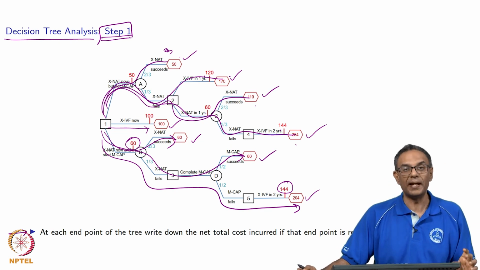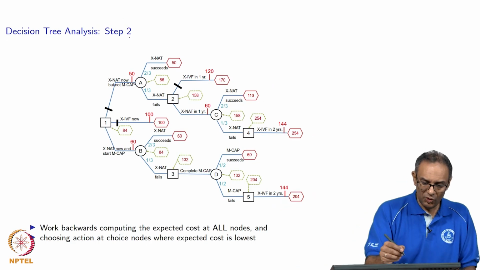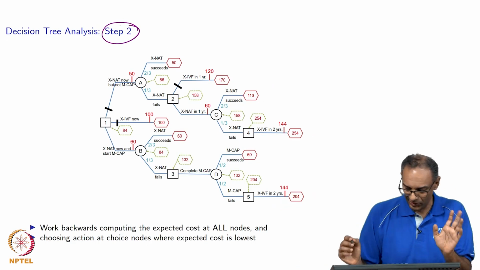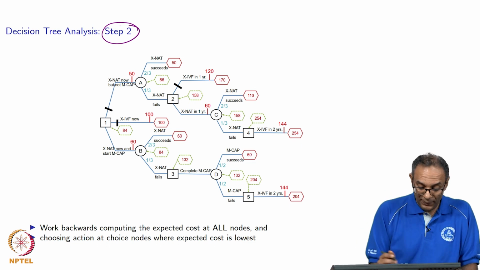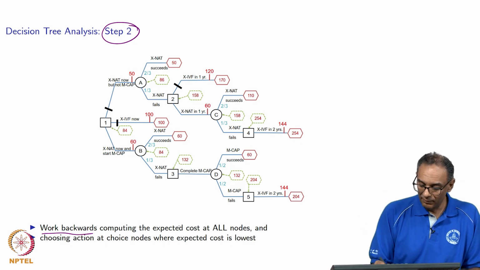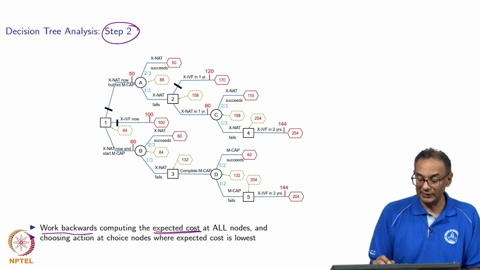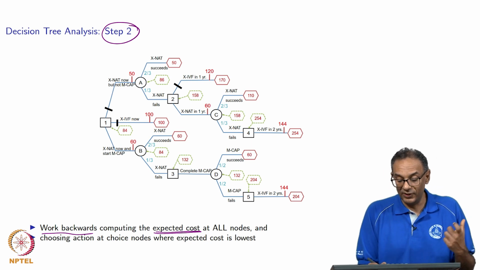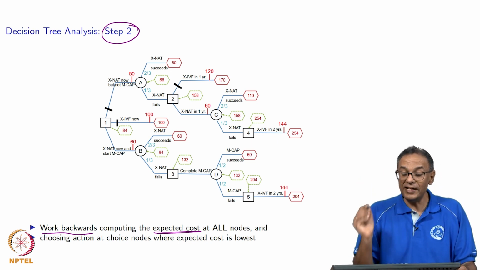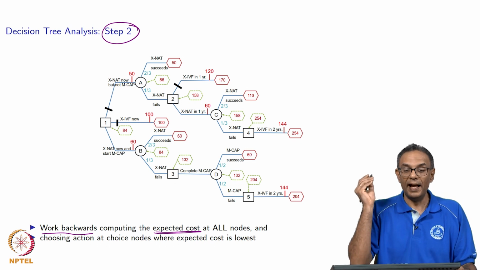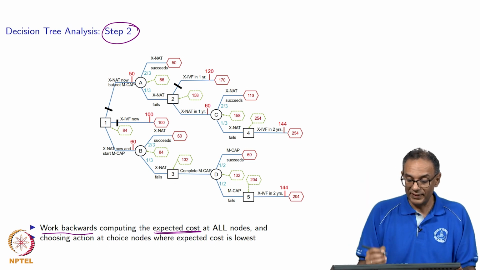Now let's go to step 2. In step 2 of the process, this is the last step. There are only 2 steps here. We work backwards and we compute the expected cost. So this is again where we use the expected value computations. At every node, every chance node and every choice node, we write down the expected cost.